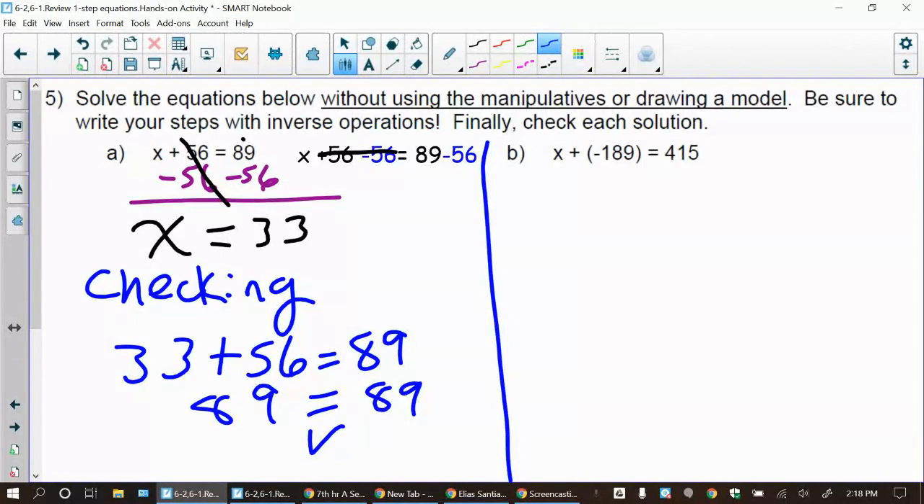All right, what about B? X plus a negative 189. And this is why it's important to know the algebraic way, because do you want to draw out 189 negatives and 415 positives? No. Okay, so we have a subtraction of a negative 189. But when we add our opposites, we get that we're adding a positive 189.